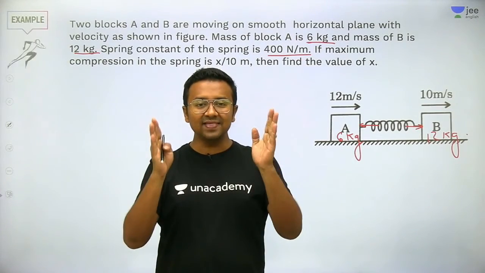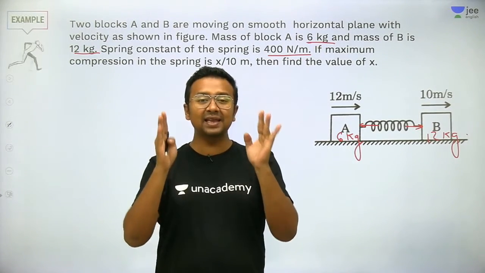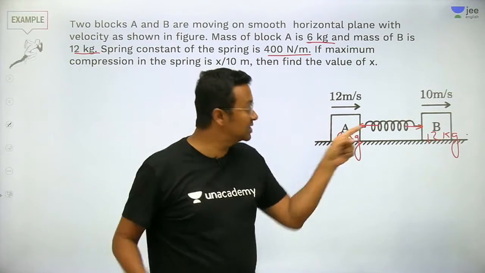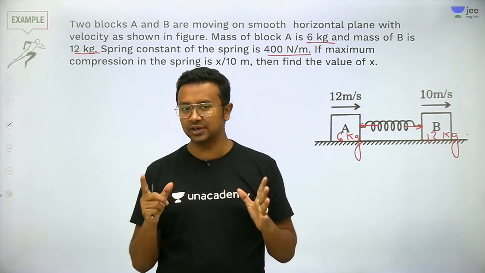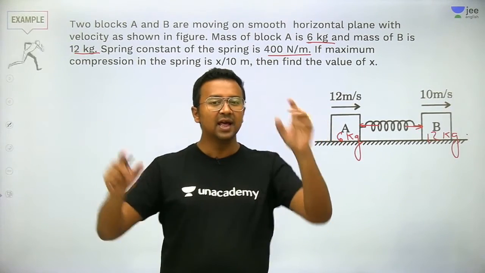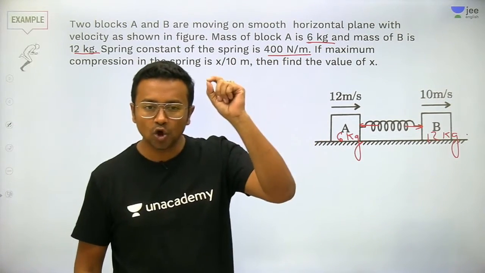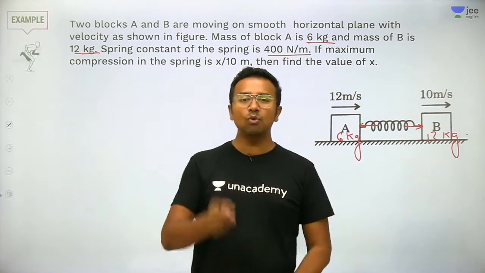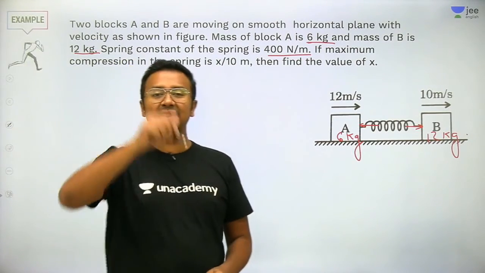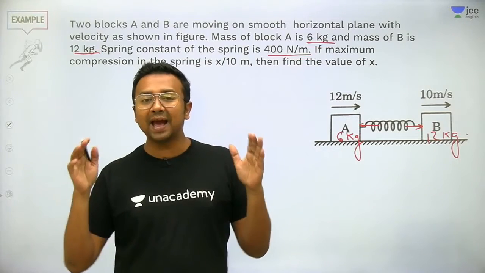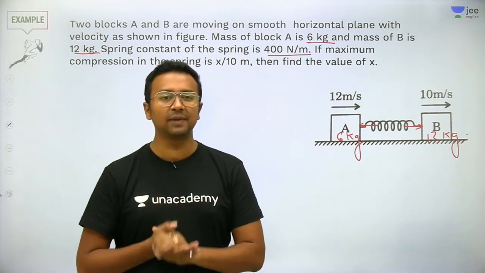Alright, and when they become the same, that time is the point when the spring will have the maximum compression. Did everybody understand? The point when the velocity of A becomes equal to the velocity of B is the point when they will have the maximum compression in the spring.